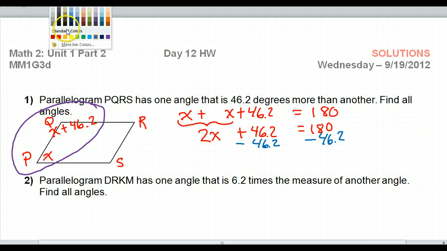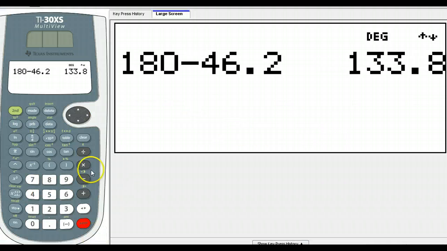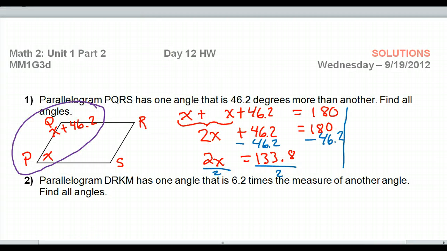Okay, so I've got 2x is equal to 133.8. Time to divide both sides by 2. Okay. So divided by 2, that gives me 66.9. All right, so x equals 66.9.